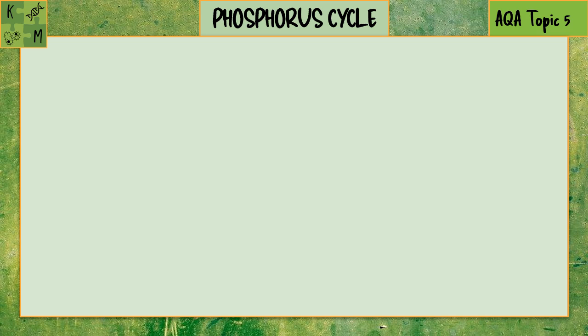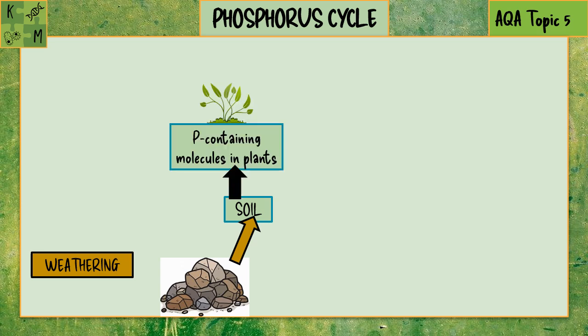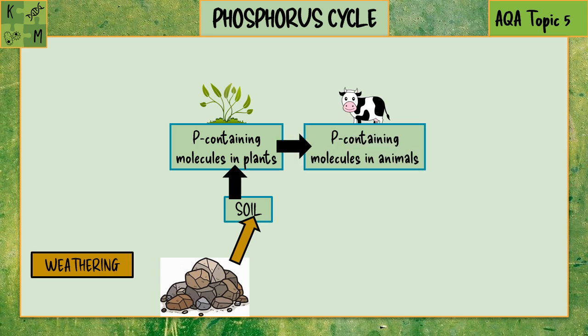So the second nutrient cycle that you need to know is the phosphorus cycle. Phosphorus is contained within rocks as phosphate ions, which through the process of weathering can be deposited within the soil and then taken up by plant root systems and incorporated into phosphorus containing molecules. These are then going to be passed on to animal consumers. So we now have phosphate ions within the phospholipids of cell membranes, nucleic acids, and ATP.